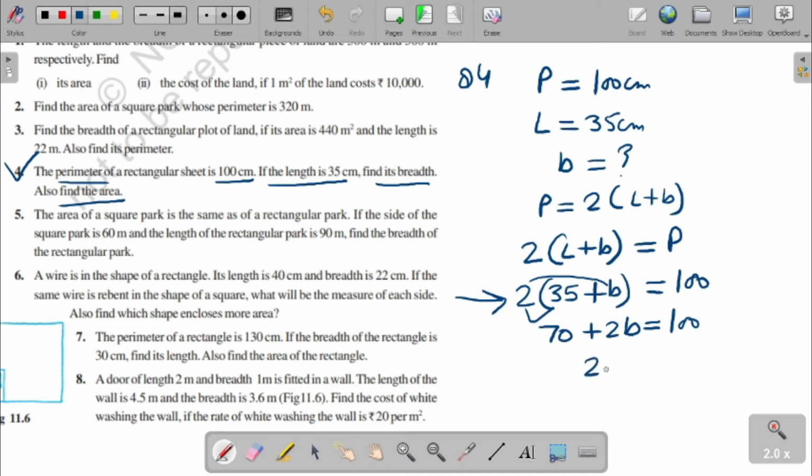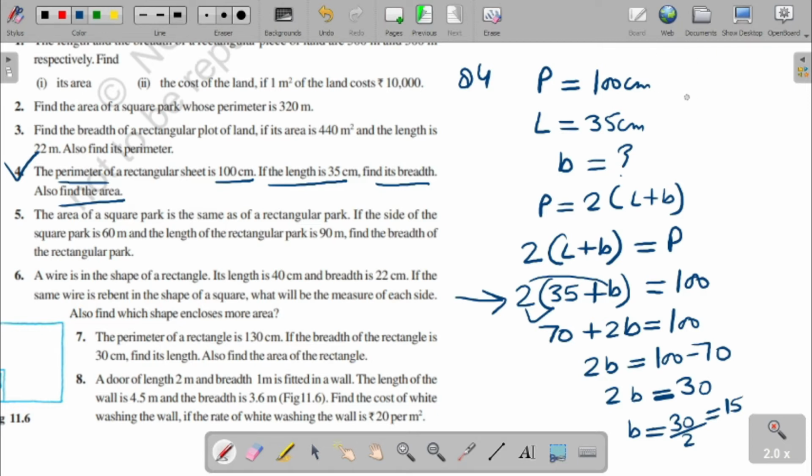Next step, 2B equals 100 minus 70. If 70 goes to the other side, it becomes negative. So 2B equals 30, or B equals 30 upon 2, that is 15. So this is the first part, B equals 15.